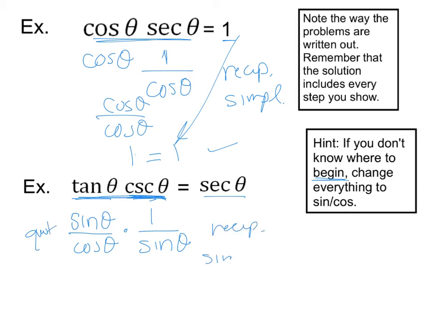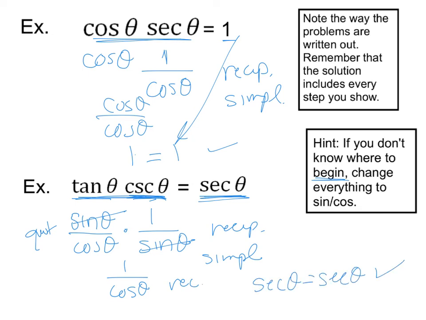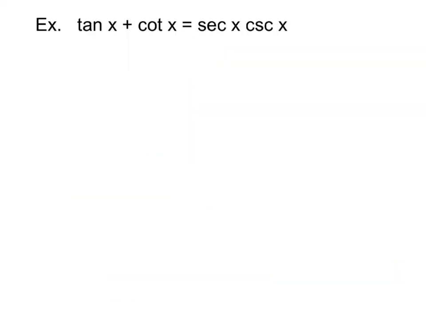I'm going to simplify, right? And so this cancels with this. So I have 1 over cosine theta, and I'm really close because I'm trying to get to secant, right? So the next step is a reciprocal. So this is going to be secant theta is equal to secant theta, and I'm done. All right? And so all of this is the solution to the problem.